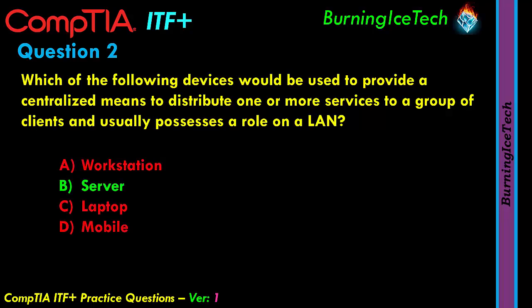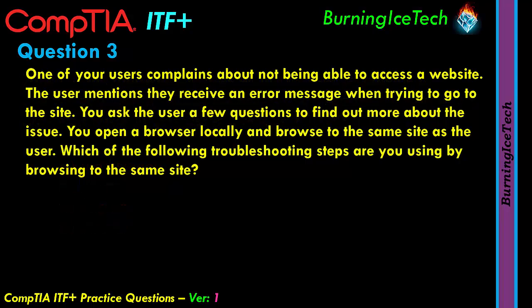A server. Question 3. One of your users complains about not being able to access a website. The user mentions they receive an error message when they're trying to go to the site. You ask the user a few questions to find out more about the issue. You open a browser locally, that means you're going to open it on your own machine, and you browse to the same site as, well, this user. Which of the following troubleshooting steps are you using by browsing to the same site?